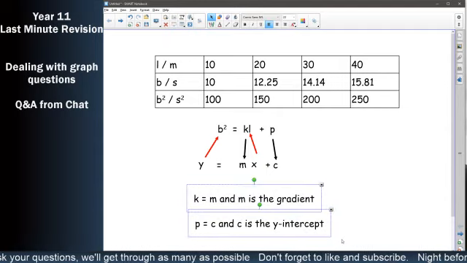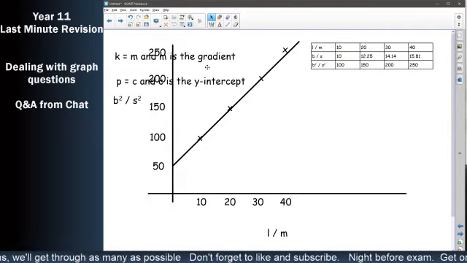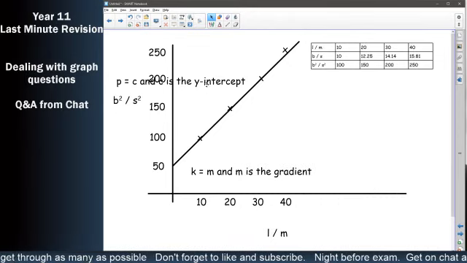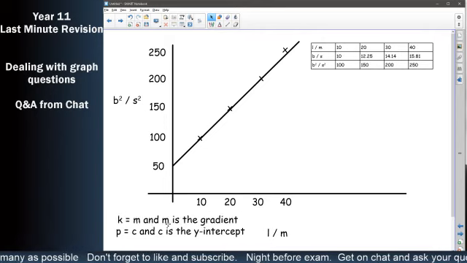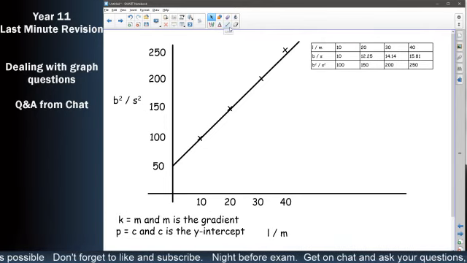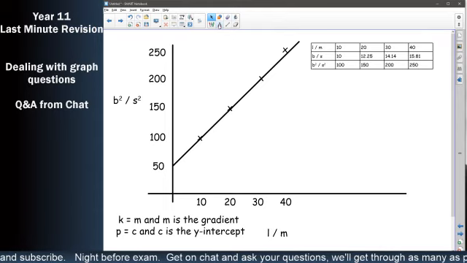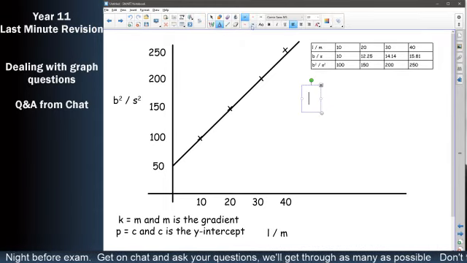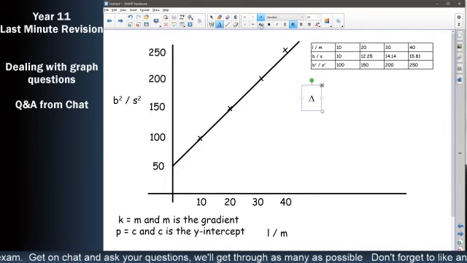So we're going to take these two bits of information, copy that across to our graph so that we can do some analysis. Let's start with finding our value of K. K is M and M is the gradient. To calculate the gradient of a graph, we want to take the change in x divided by the change in y, or the rise over the run, depending on how you do it, or y2 minus y1 over x2 minus x1, depending on what your particular flavour of maths is. Now I've always been rather partial to a little bit of Greek, so I quite like the delta.